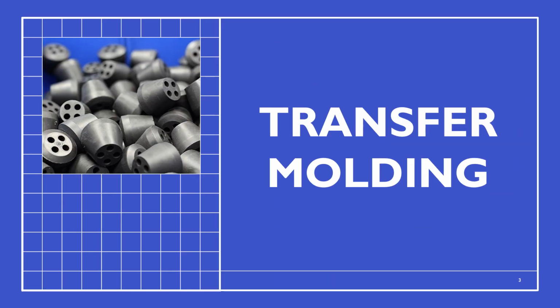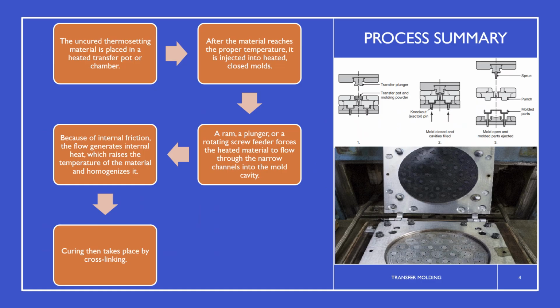The first topic I will cover is transfer molding. Transfer molding is a manufacturing process commonly used with electronic components and rubber and silicone parts. For this process, an uncured thermosetting material is placed in a heated transfer pot or chamber. After the material reaches the proper temperature, it is injected into heated, closed molds. Depending on the type of material used, a ram, plunger, or rotating screw feeder forces the heated material to flow through the narrow channels and into the mold cavity.